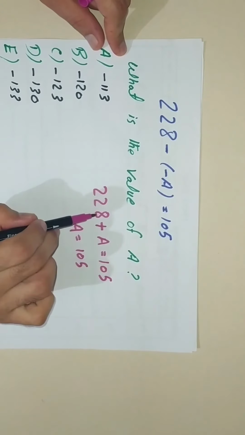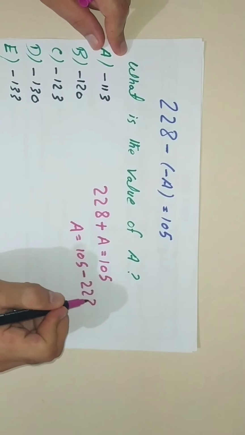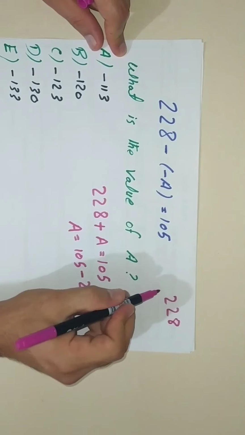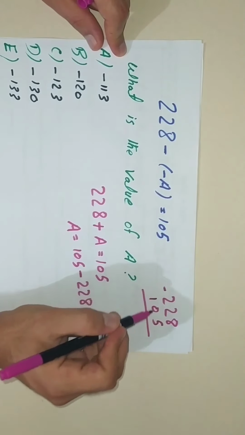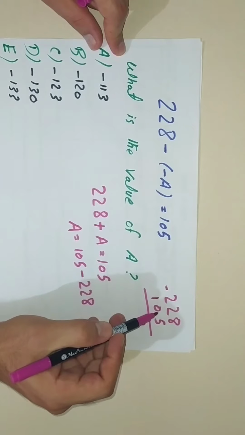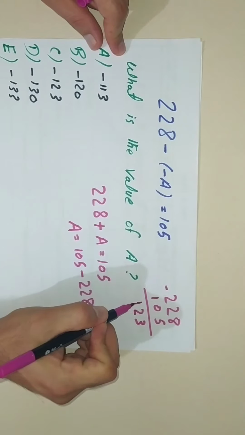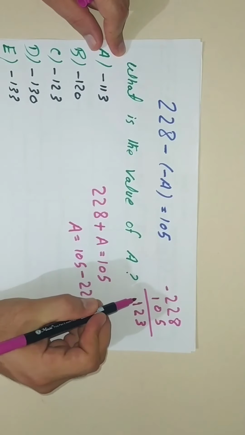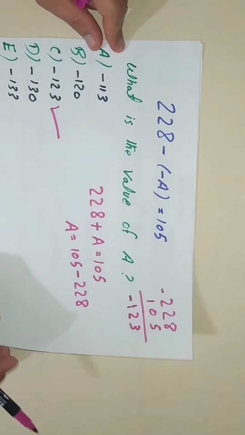Now 228 is in plus. If I shift it to the other side, it will give us minus 228. Okay, now 228 minus 105. If I subtract 5 from 8, it will be 3, and if I subtract 0 from 2, the answer will be 2, and if I subtract 1 from 2, it is 1. I will put the sign of the greater number. So minus 228 is greater, so I will put minus. Our answer is minus 123.